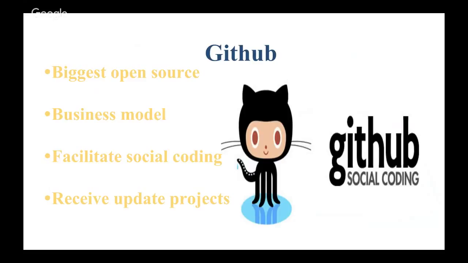So it can be faster, and it can facilitate social coding, like social networking, and also receive updates for projects. So GitHub is like a serious social networking site for software developers. Members can follow each other, read each other's work, receive updates for specific projects, and communicate publicly or privately, I think.